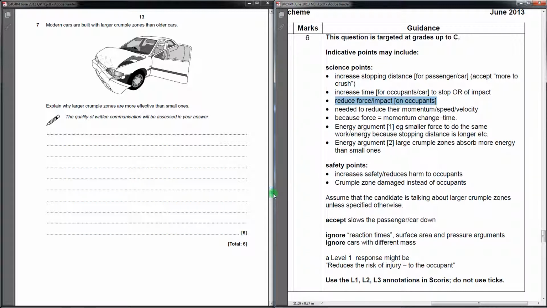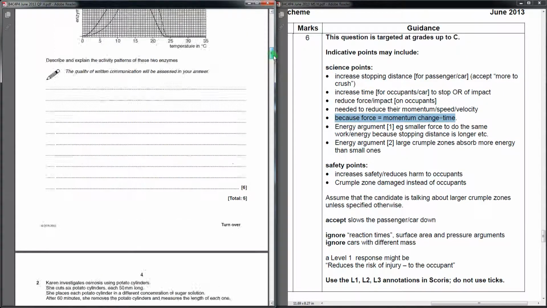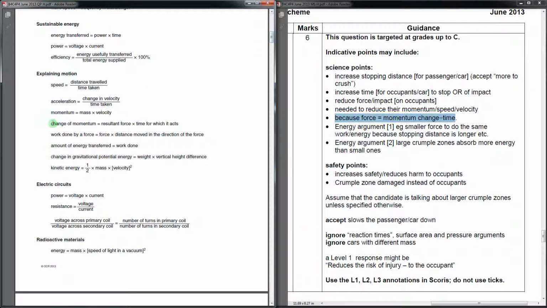Now, it's perfectly okay to refer to equations in these 6 mark answers. So if you look at the point here, it says because force equals momentum change divided by time. If you go back to the formula sheet here, change in momentum equals resultant force times time. So that's just rearranging this equation, okay, to get resultant force is change in momentum divided by time.